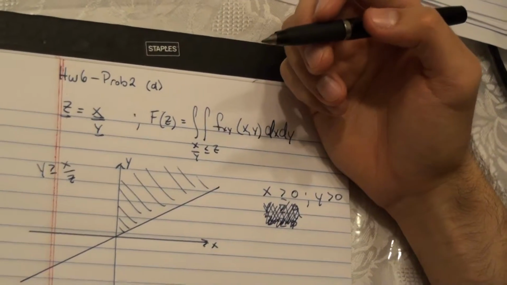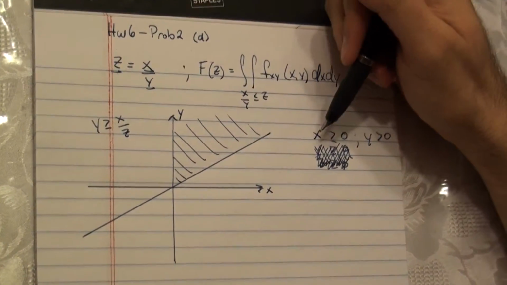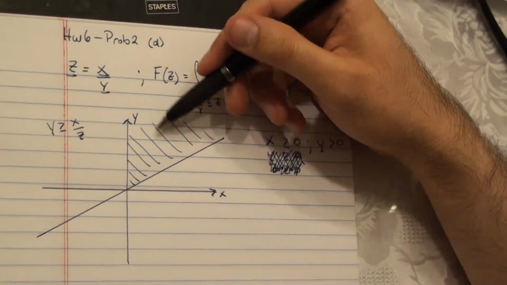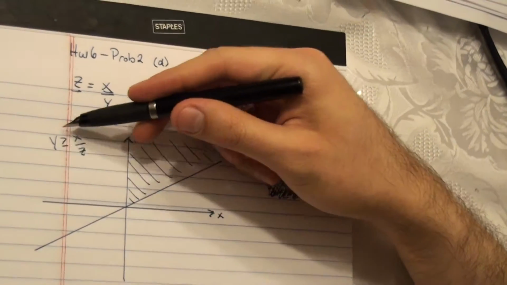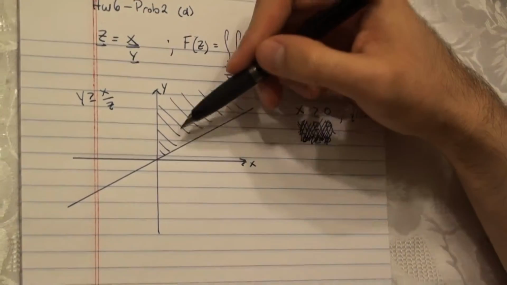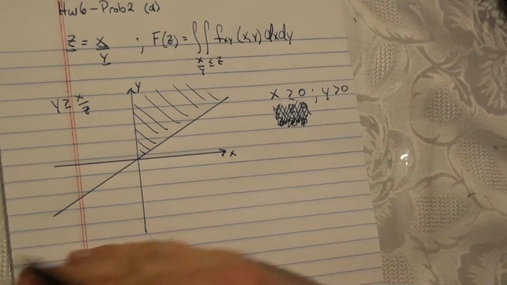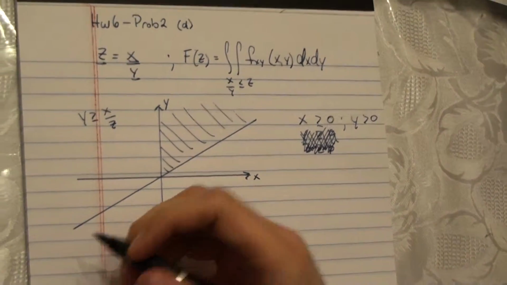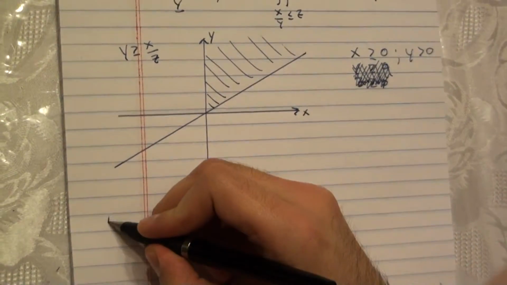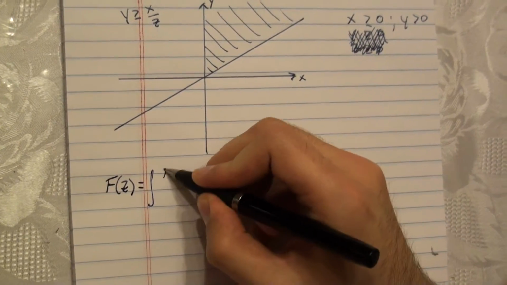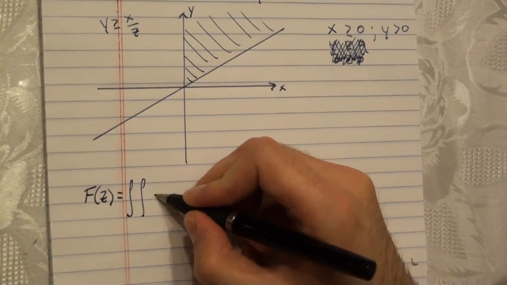Because x has to be greater than 0 and y has to be greater than 0, we only consider this area over here. So where y is greater than this function, but only where x is greater than 0 and y is greater than 0. So big F of z is equal to this integral.